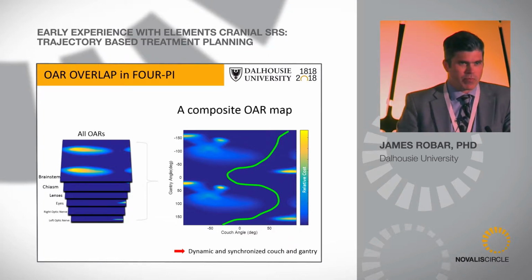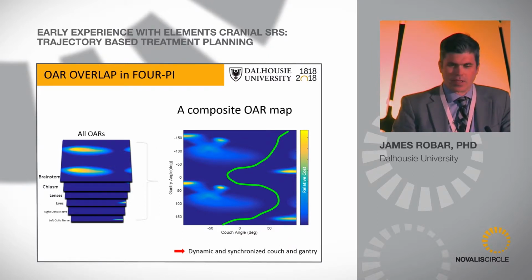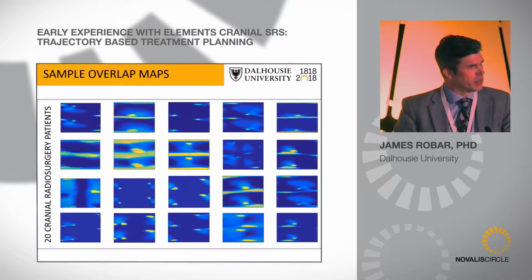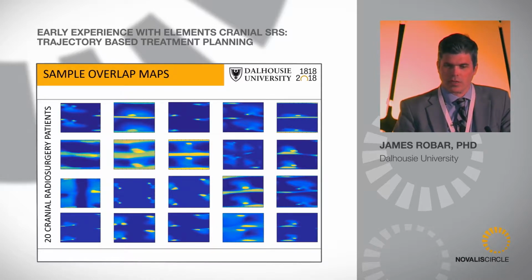So I'm putting up this slide just to make the point that if we do this for 20 randomly selected cranial radiosurgery patients, they all look quite different from each other. And that makes sense because we treat indications throughout the cranium. Some patients would benefit from a gantry rotation, leaving the couch fixed. Others might benefit from a couch rotation, leaving the gantry fixed, and others a combination thereof.